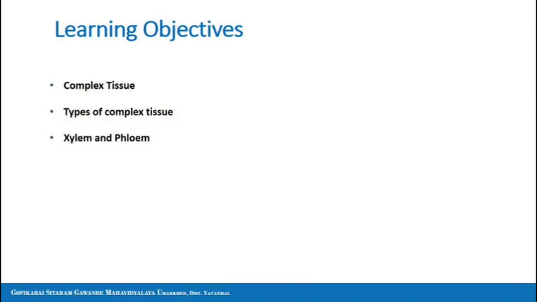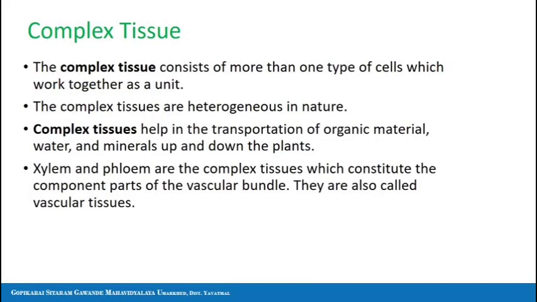phloem, in detail. So we all know that tissue is a group of cells which has the same origin, same structure and performing a common function. If there is only one kind of cells in that, then it is known as a simple tissue, while the complex tissue consists of more than one type of cells which work together as a unit. So this tissue, which is made up of different kinds of cells performing a common function, is called a complex tissue. They are heterogeneous in nature, which means it consists of different types of cells.